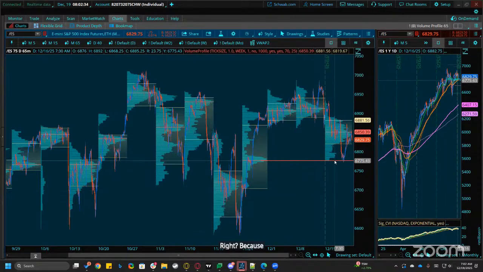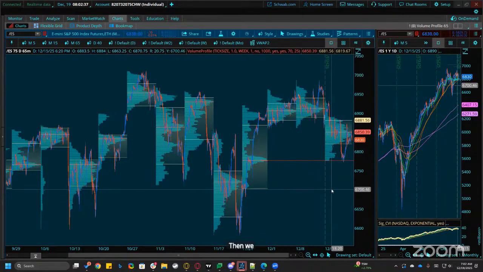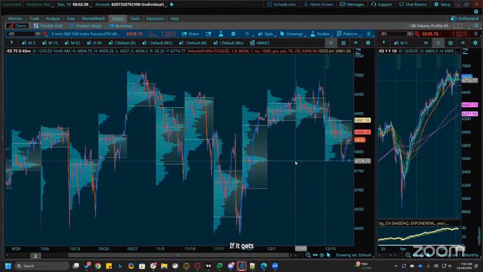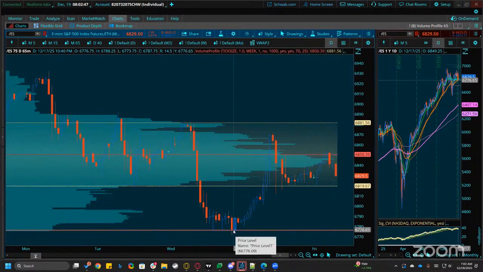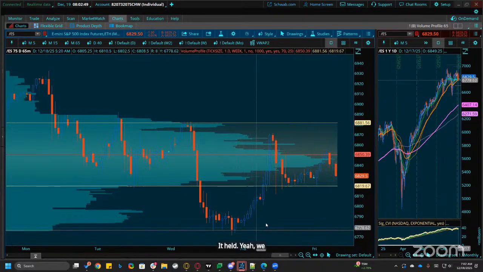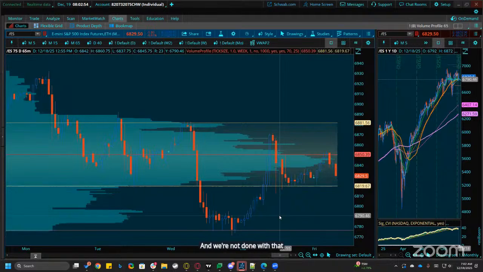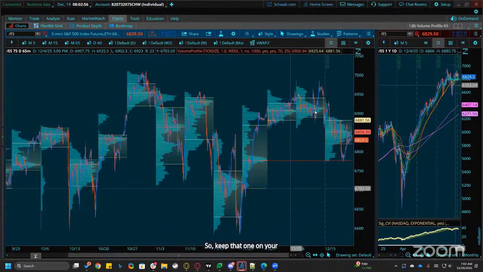Because first we bounce, then we break if it gets retested. So that is still on the books. It held. Yeah, we wicked through, but it's still there, and we're not done with that level. So keep that one on your radar.